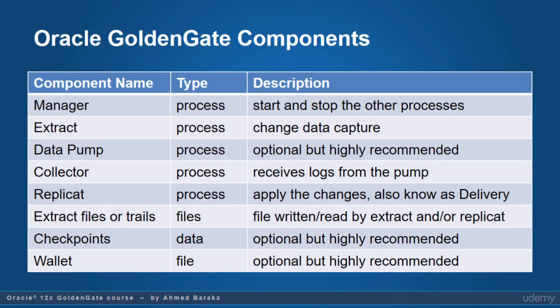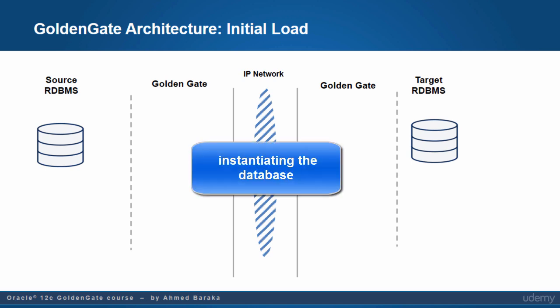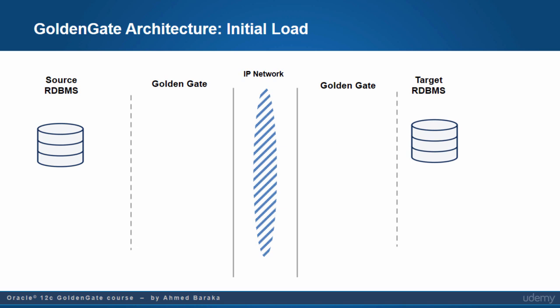Now, let's see how those components and files interact during normal GoldenGate operation. When you implement any replication solution, you usually start with making a copy of the source database into the target database. In Oracle GoldenGate, this process is called instantiating the source database. Of course, every RDBMS vendor has its own tools to copy the data from one database to another.